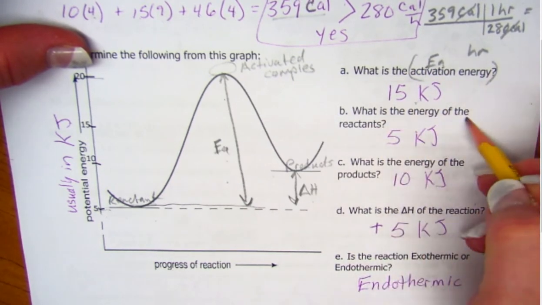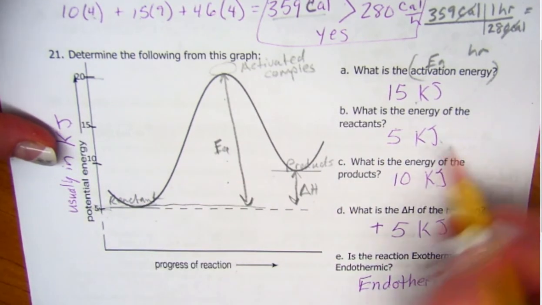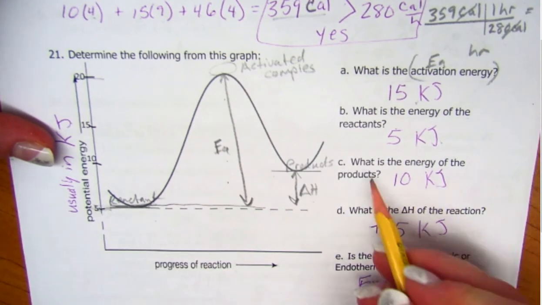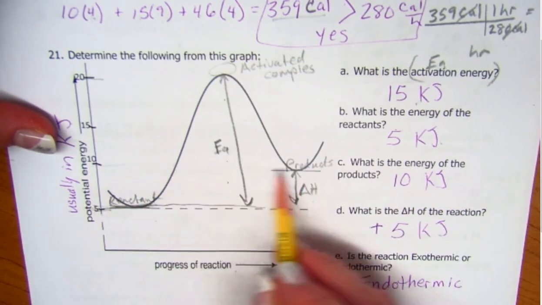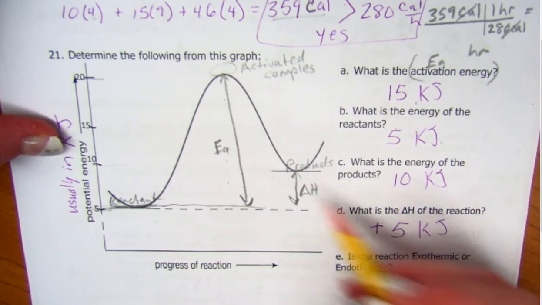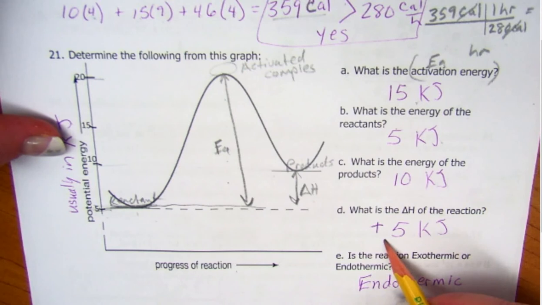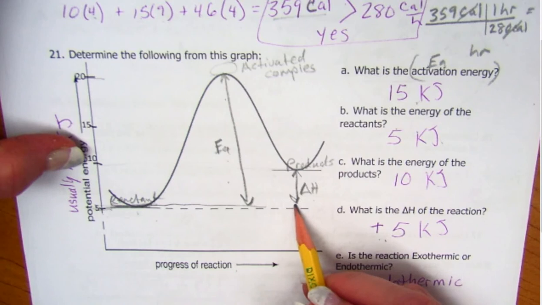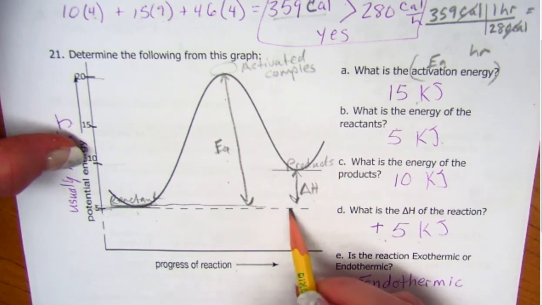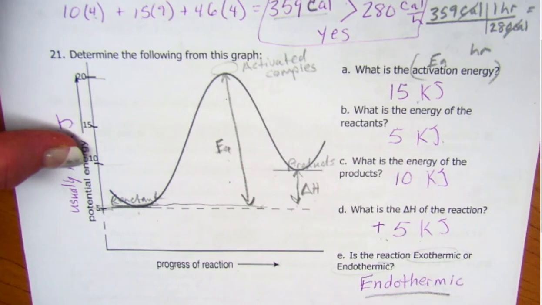Okay, what is the energy of the reactant? So I come over here and I look, and the potential energy of the reactants is 5 kilojoules. I'm just reading off the chart. What is the energy of the products? Again, just reading off the chart. But I need to know where they are. And then what is the difference? What is delta H? Since my products are above my reactants, it's going to be positive. And yes, on delta H, you have to write the positive or the negative. So it's a positive change from 5 to 10. I have to add 5 in to get up from 5 to 10. And then, is the reaction exothermic or endothermic? I have to put energy in, so it's endothermic.